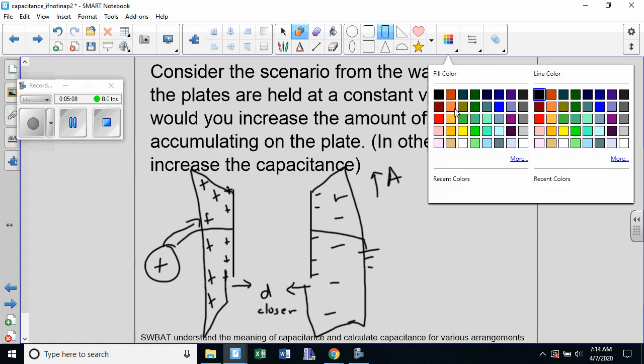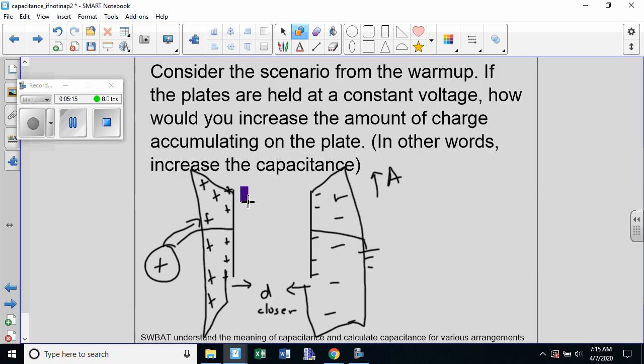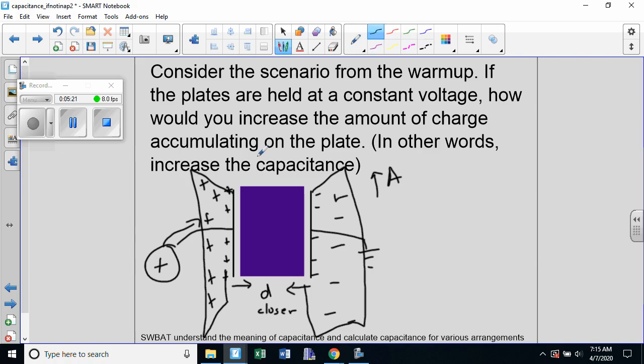Imagine that we took an insulating material, okay, and we shove an insulating material in between the plates. And you say, well, insulators usually aren't used in electricity because they don't conduct current. So this insulator is not going to allow positive charges to jump across and neutralize with a negative charge.